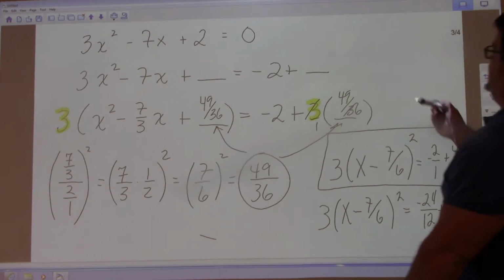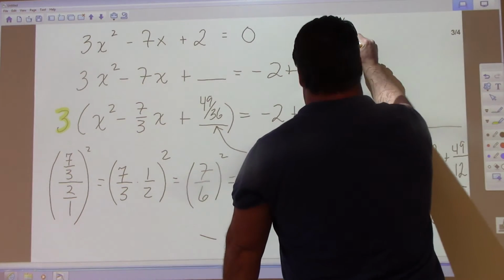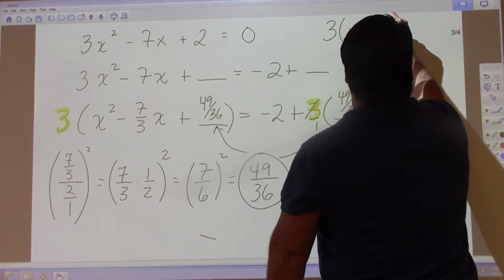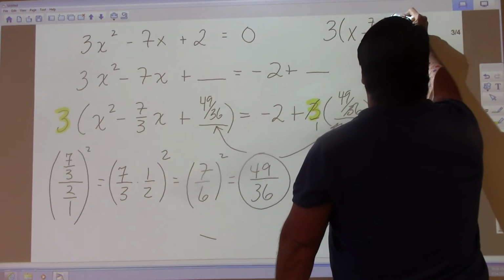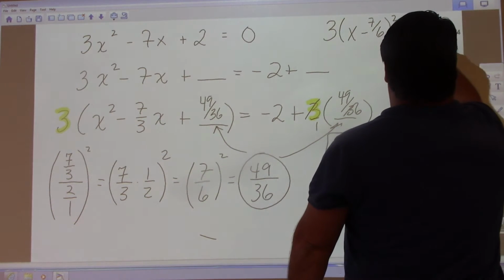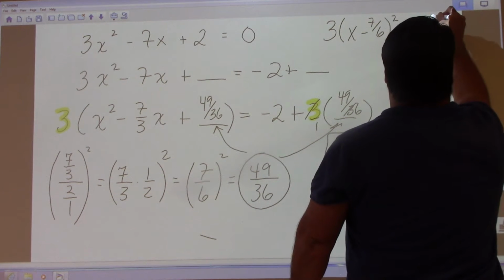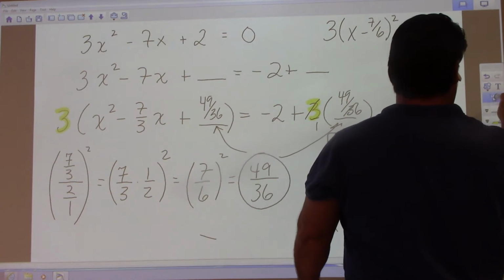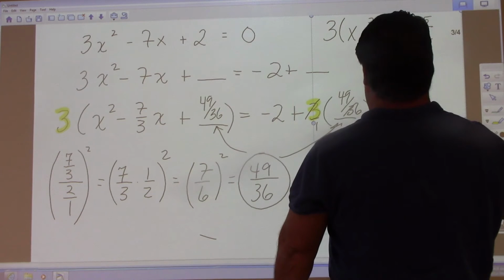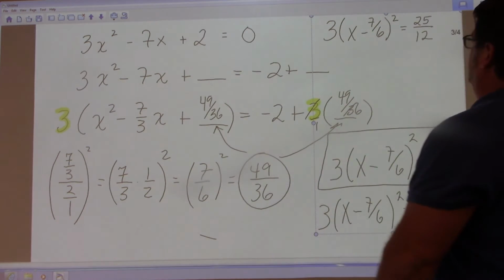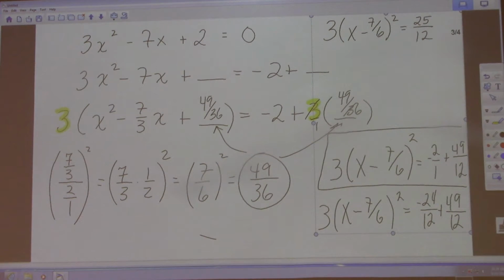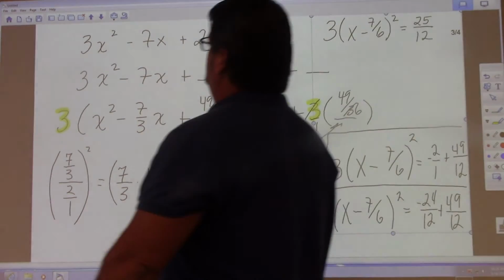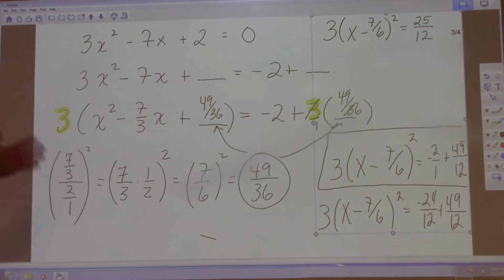All right, 3 times x minus 7/6 quantity squared is equal to 25 over 12. And it's not going to copy, so I'll have to rewrite it. Anybody got questions right here?